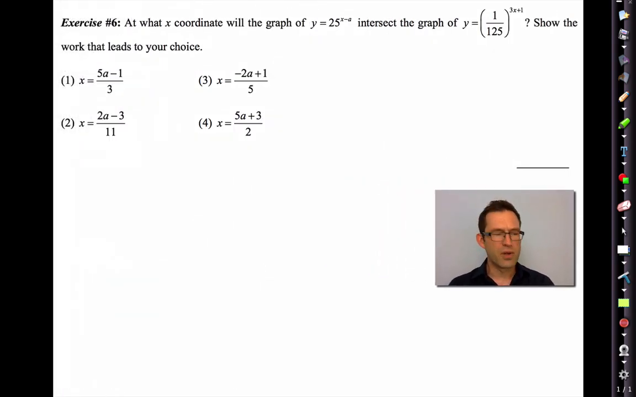Okay, one more problem, little multiple choice here. At what x-coordinate will the graph of y equals 25 to the x minus a intersect the graph of y equals 1 over 125 to the 3x plus 1? Show the work that leads to your choice. All right, so notice all 4 choices have x solved for in terms of a. That makes some sense, all right? So why don't you pause the video and see if you can figure out which one of these is the correct choice.